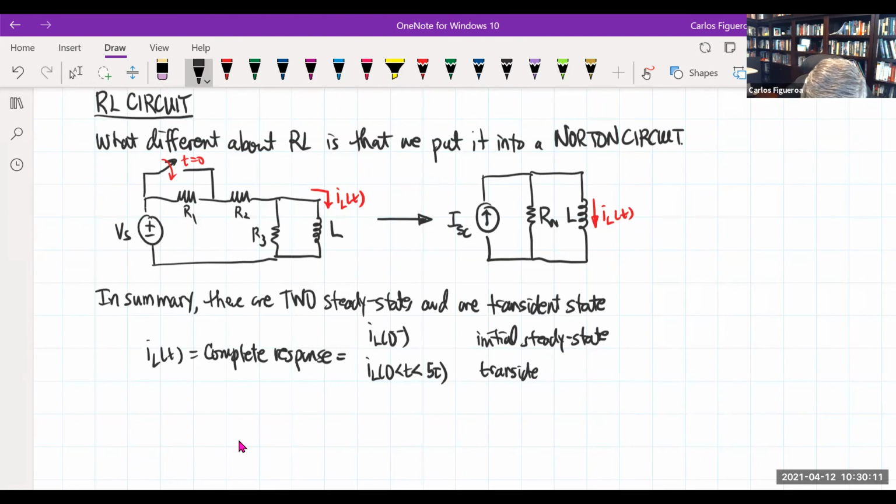This is exactly what happens right at 0 plus. And then eventually this is going to go to its final steady state at t equal to infinity, or 5 tau. At t equal to infinity, the inductor is going to act like a short. It's going to kill off the Norton resistance. So I short circuit, and the current of the inductor will be the same. So this is our final steady state right here.